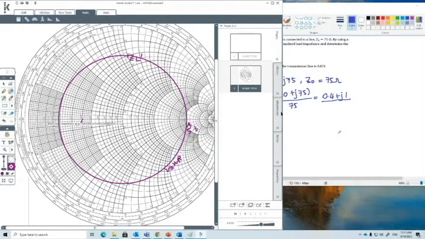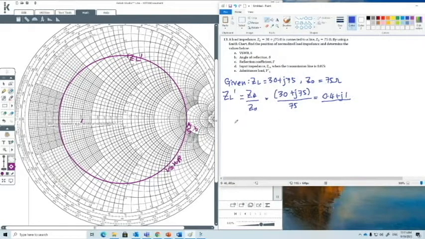So you jot down in your sheet dekat sini. So jawapan yang pertama, VSWR is equals to 5.3.